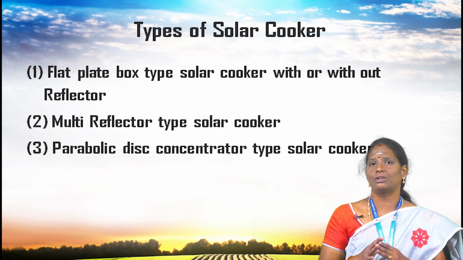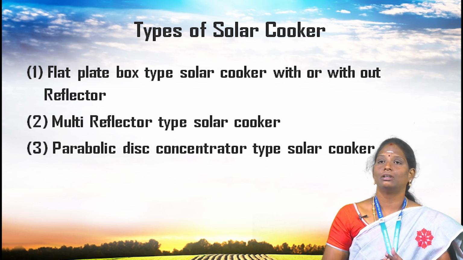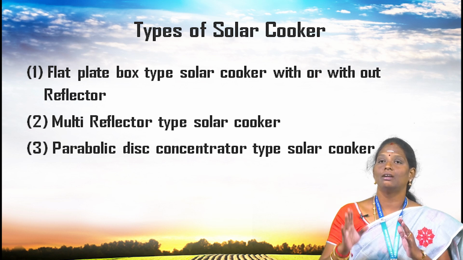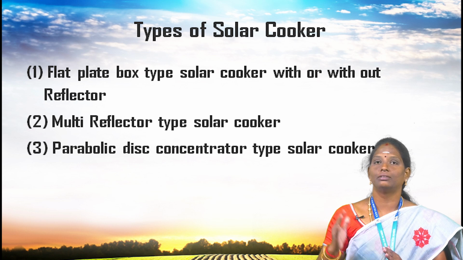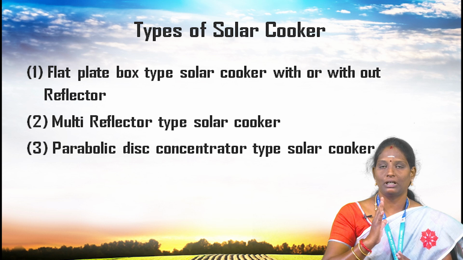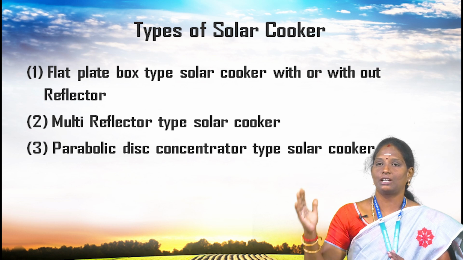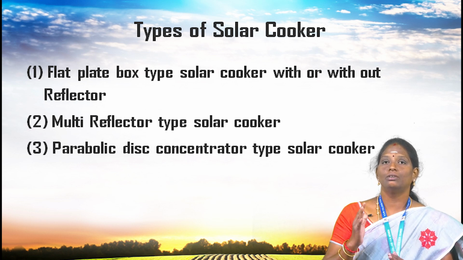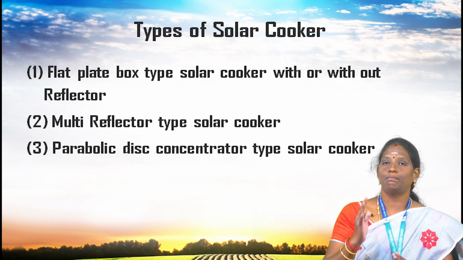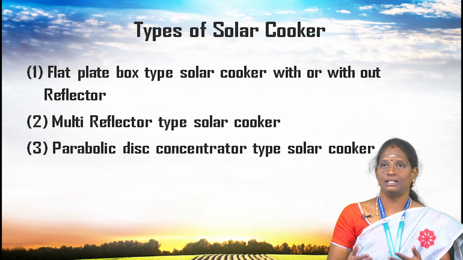What are the types of solar cooker? Basically, there are three designs of solar cooker. One is the flat plate box type solar cooker, with or without reflector. The second type is the multi-reflector type solar cooker. The third one is the parabolic disc concentrator type solar cooker. So, we discussed the three types. What is the first one? The flat plate box type solar cooker. This is the simplest of all the designs.